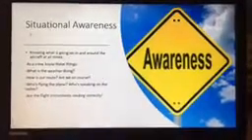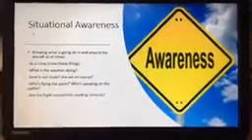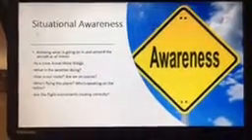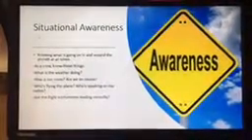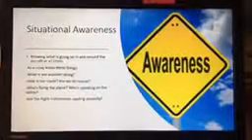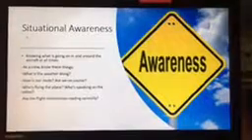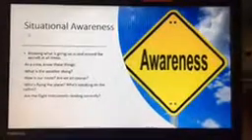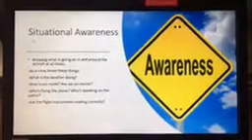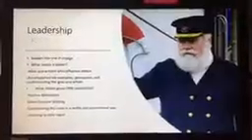Situational awareness. I define situational awareness as knowing what is going on in and around the aircraft at all times. And as a crew, there are some things you have to be aware of at all times, such as: What is the weather doing? How is our route? Are we on course? Who's flying the plane? Who's speaking on the radios? And are the flight instruments reading correctly? And there's so much more that the crew has to be aware of when they're flying a plane.